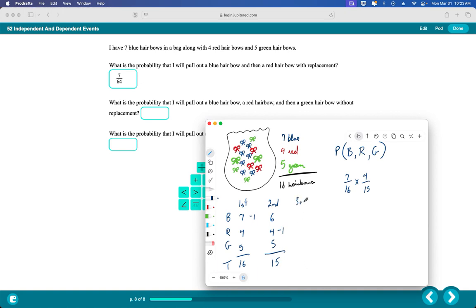And on my third pull out of that bag, I still have 6 blues, but now I have 3 reds. I still have 5 greens. But now I only have 14 hair bows in the bag. So if I want to pull a green hair bow, I have 5 green hair bows out of a total of 14 hair bows. So 5 out of 14. That's what I have. So I'm going to multiply now.